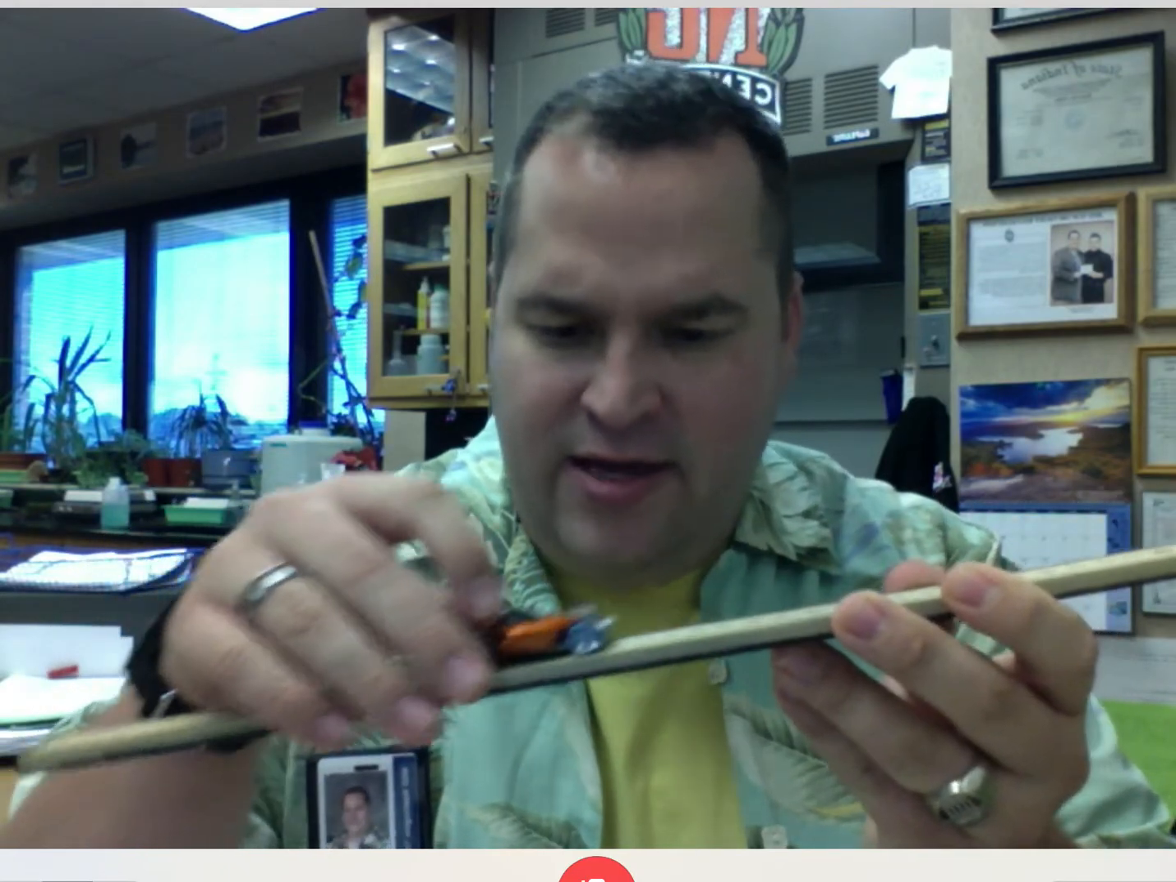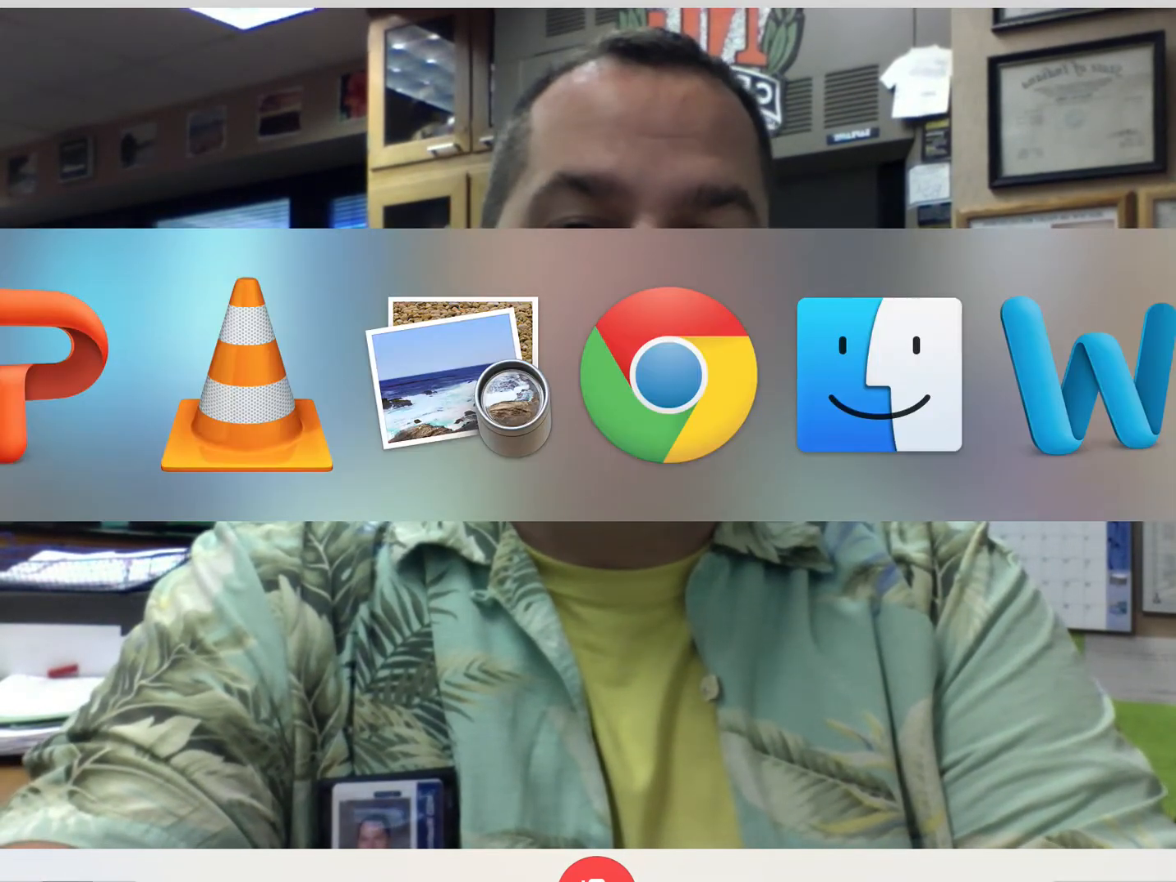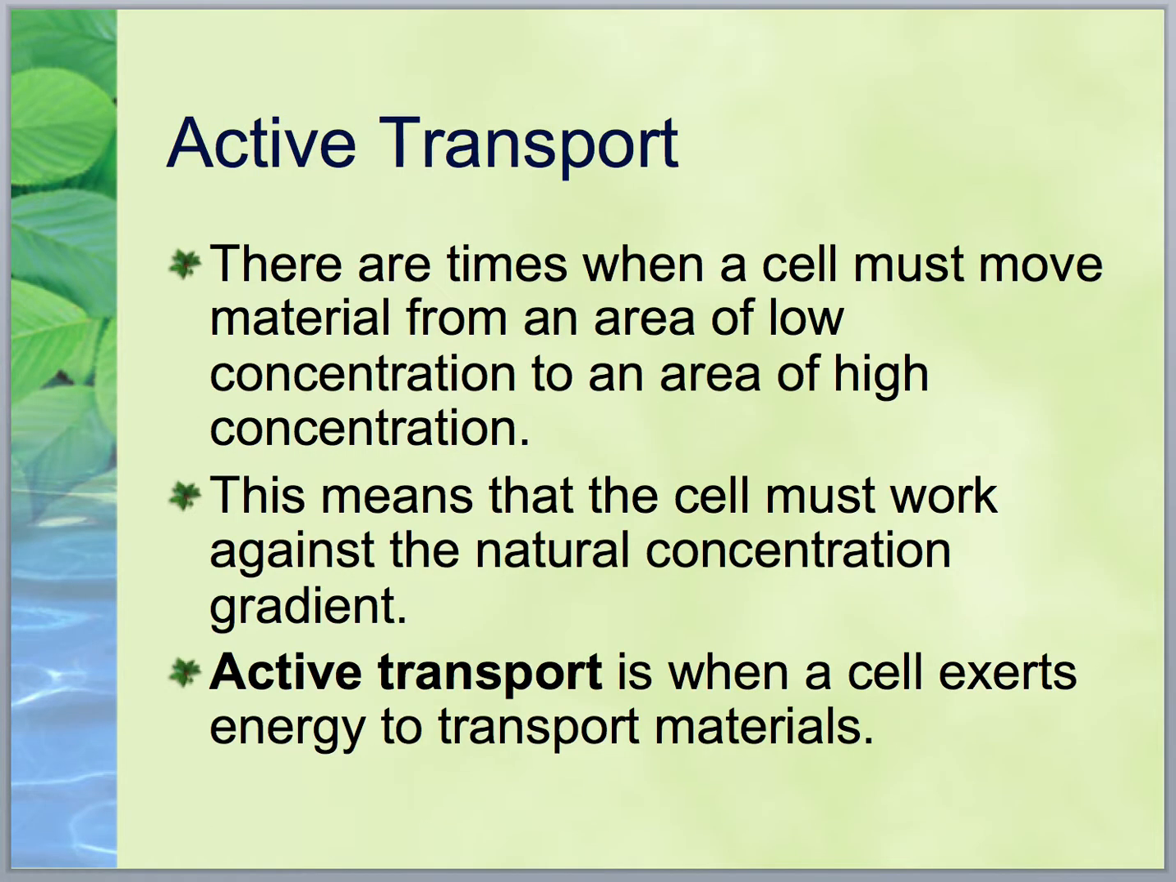That's a passive process. But if I wanted this thing to go this direction, I'm going to have to constantly add energy in order to get it to go against the gradient. Remember, in our previous lecture, we talked about this as being the concentration gradient. So passive transport will happen from an area of high concentration to an area of low concentration with no extra energy. But if you want to move in the other direction, well, energy is going to be required, right? So let's go ahead and take a look at our notes and see what we need to learn.